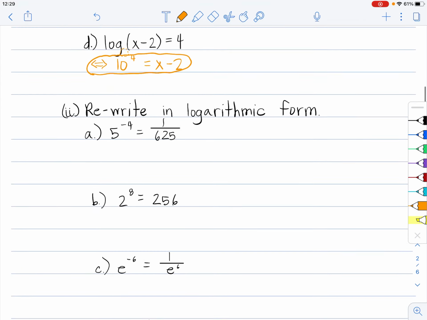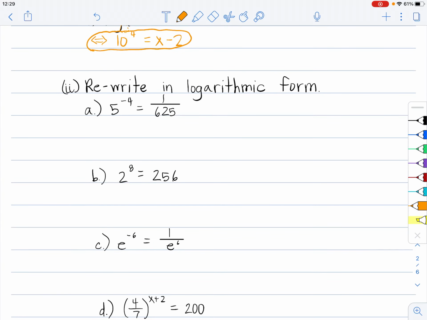Next, we want to rewrite in logarithmic form. If we know that base raised to the answer equals the inside, now we're just putting things in their right spot going the opposite direction. So the base is the base is the base. Log base, my base in my logarithm is little and down. My base of 5 to the negative 4 equals 1 over 625 is 5.